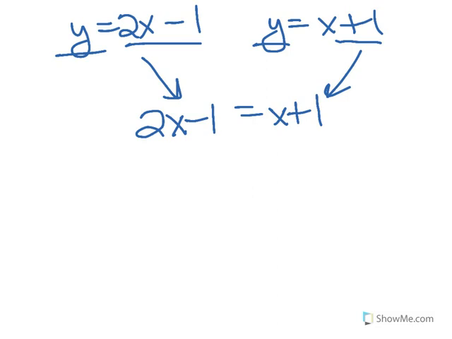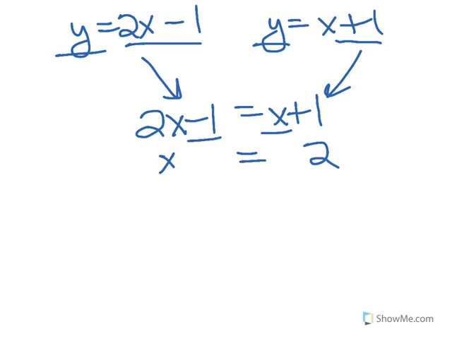So step 1 was completely done for us. This is step 2. From here, the left side has more x's. Let's put them all over there by subtracting x from both sides. 2x minus x is x. And then all the numbers, of course, belong on the other side. Add 1 to both sides, and you find that x equals 2. Again, all we did was subtract x from each side, and then add 1 to each side. And that's how we got the answer.